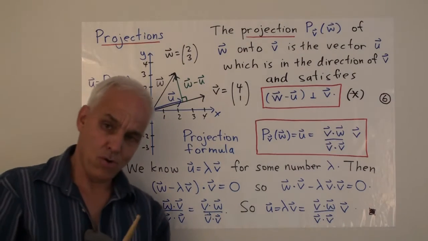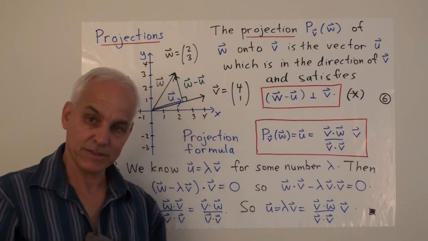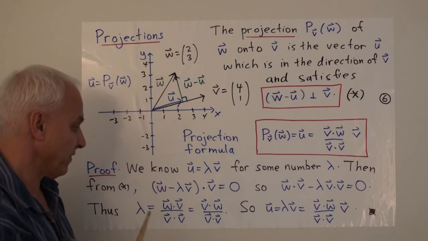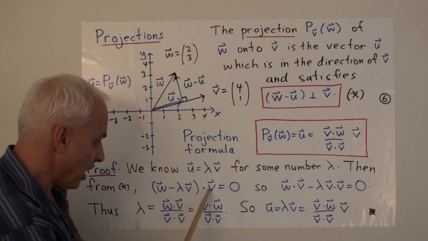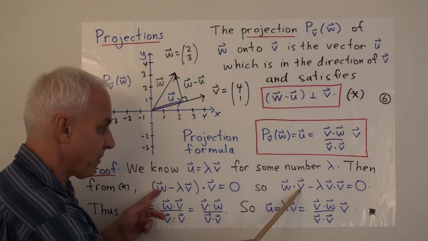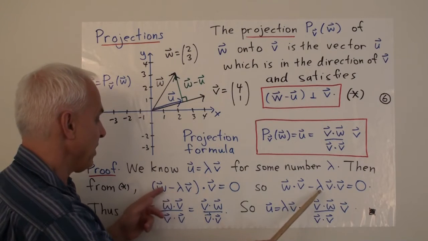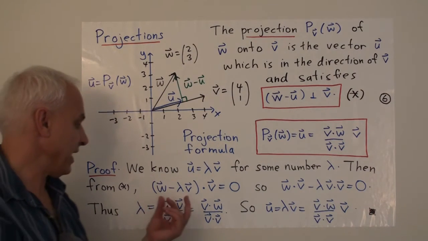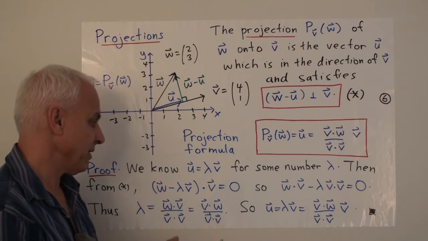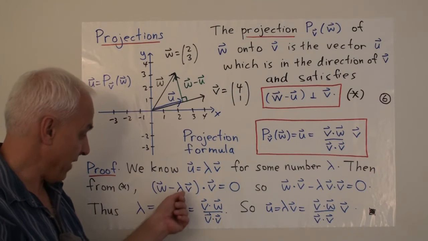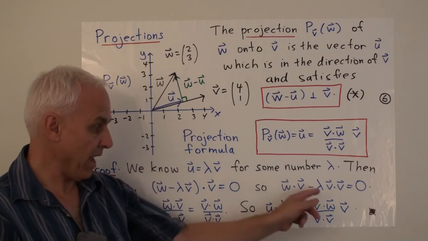All right, but we know that this dot product is bilinear. So here's a sum of two vectors, actually a difference of two vectors. So this dot product here can be rewritten as W dot V minus lambda times V dot V. So I'm using the bilinearity here really twice. The bilinearity having to do with the distributive property and the bilinearity having to do with being able to pull a multiple out.